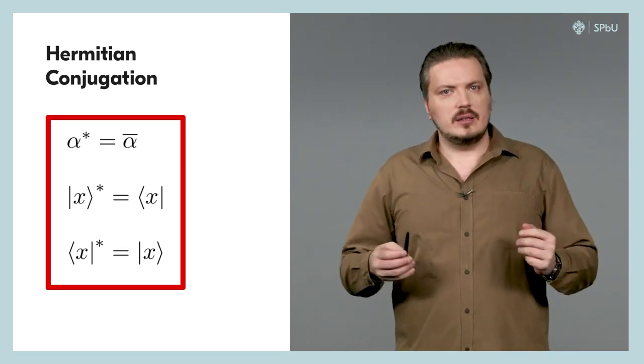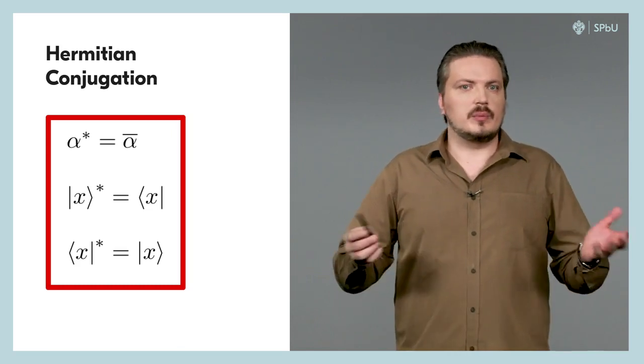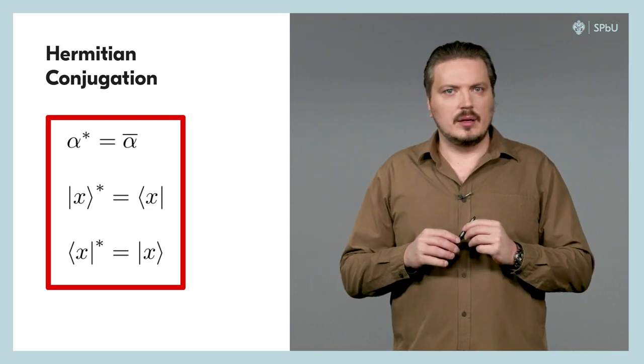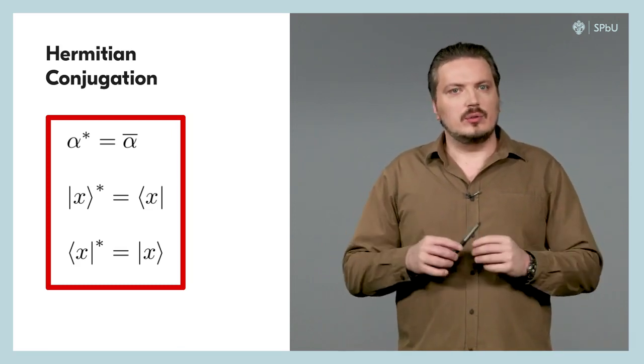So, as you can see, the operation of Hermitian conjugation, if performed twice, returns us the initial value. Let's see what else we can define to apply this new operation to.